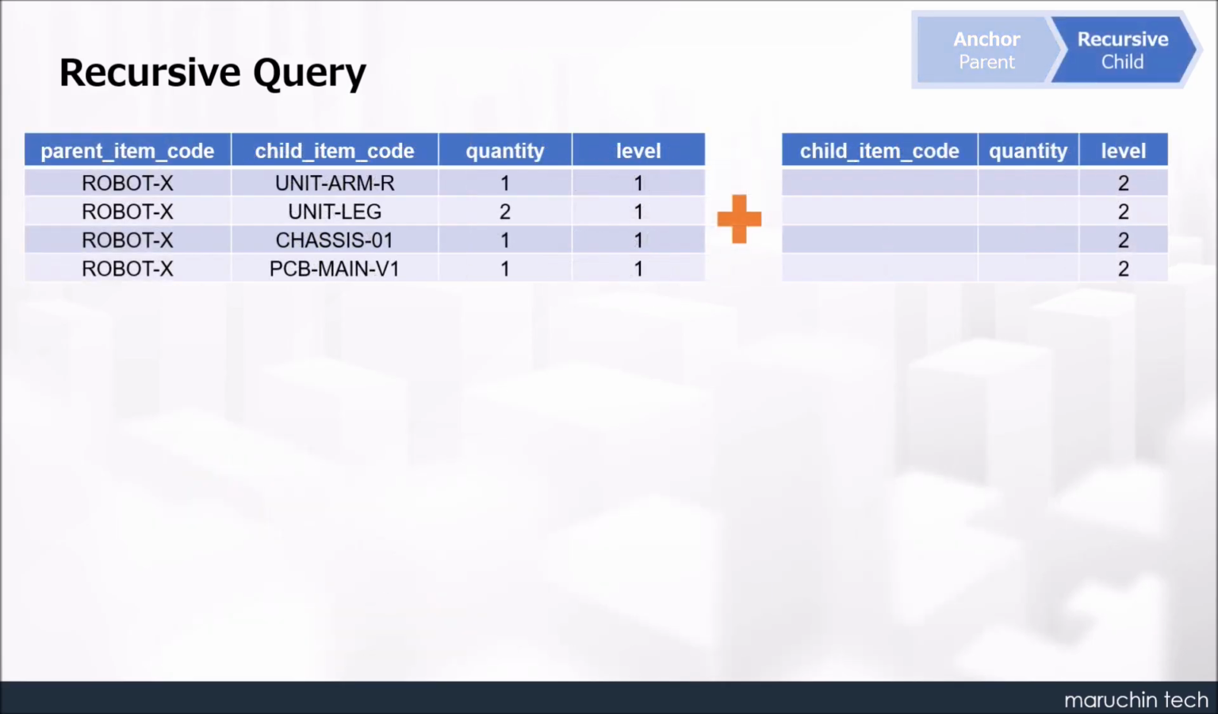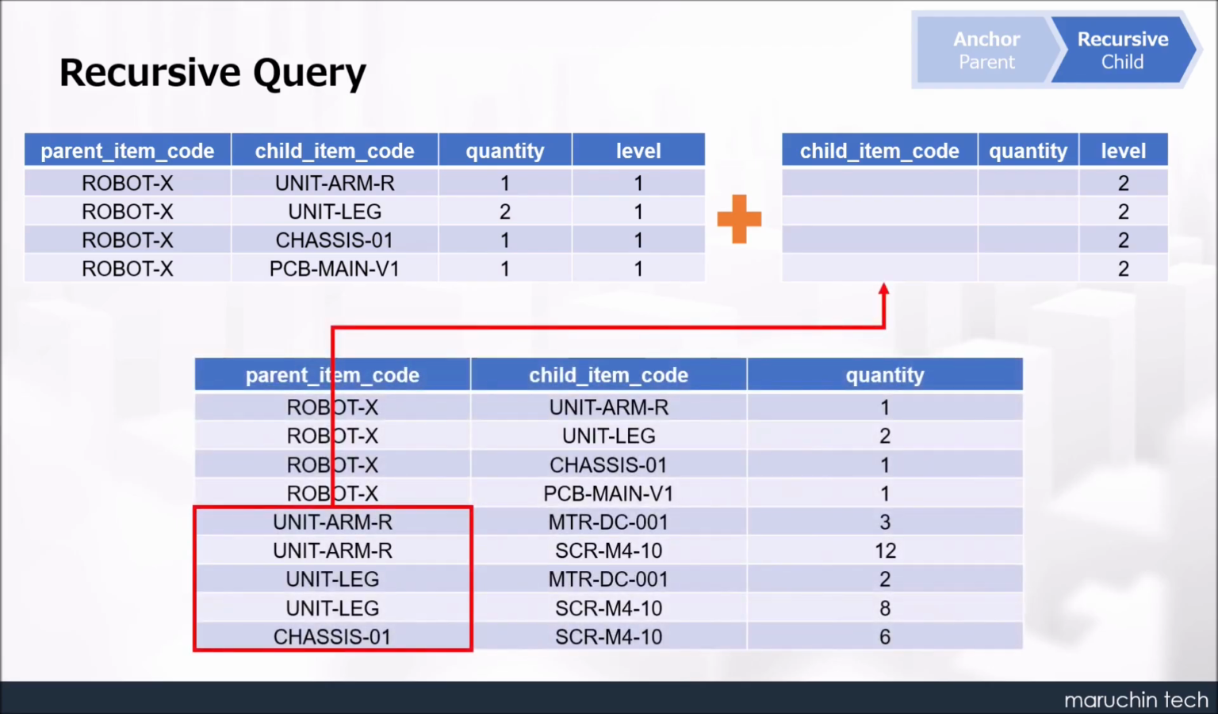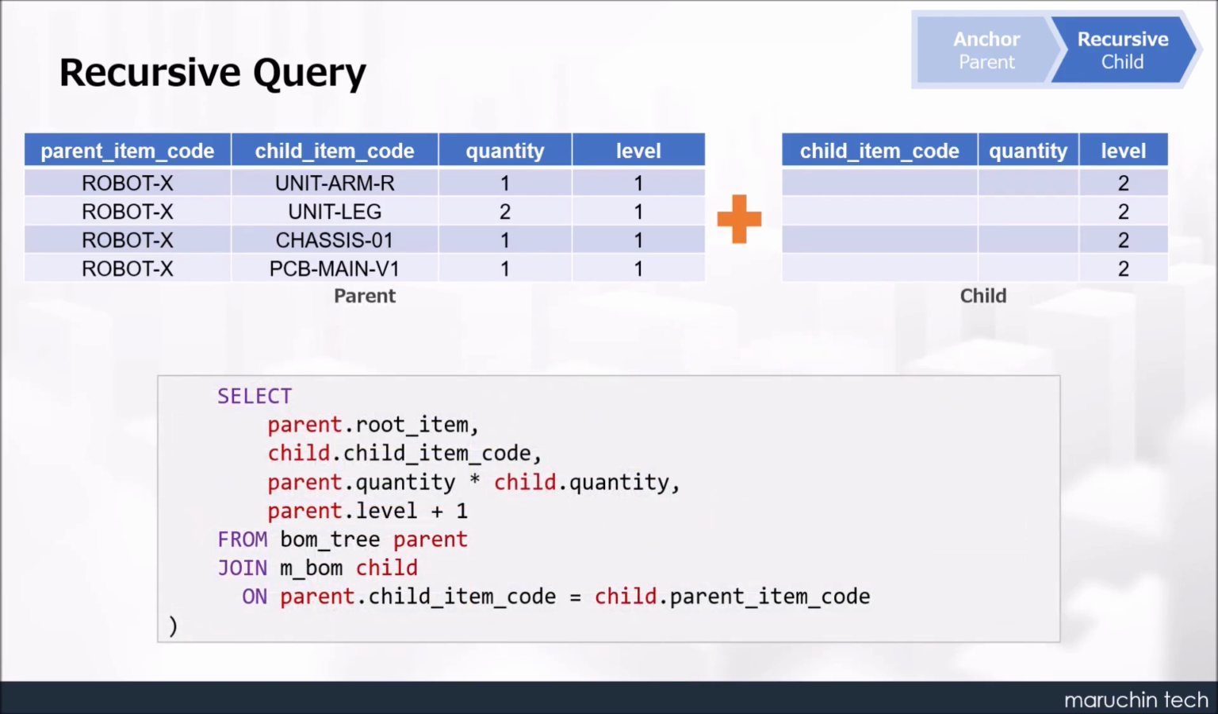Next, we join this temporary table with the child hierarchy further down. Since they are the children of the children, we call this the grandchild level. We define the grandchild level as level 2. The method for finding the grandchild level is the same as before. We search for the parents of the grandchildren from mbom. For example, right arm unit has children motor and screw. The query to search for grandchildren is expressed like this.